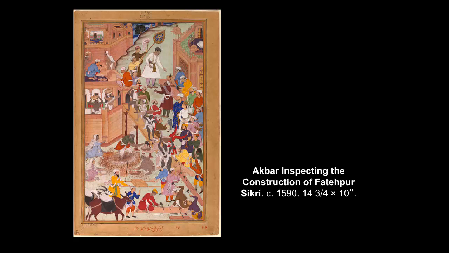But again, we can observe all these bright colors, the black outlines and the illustrations of the figures. And here he's shown directing the construction of the royal city of Fatehpur, or the city of victory, later known as Fatehpur Sikri.